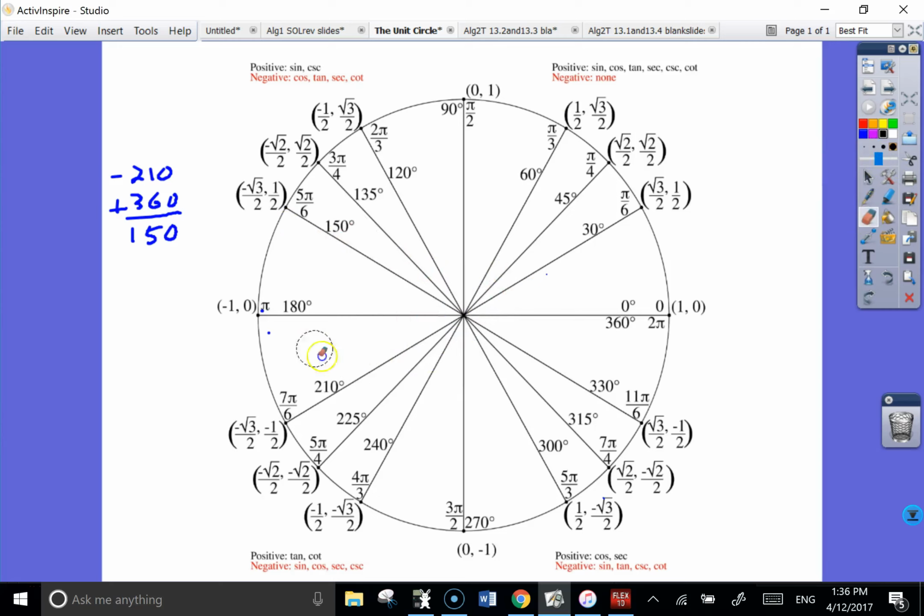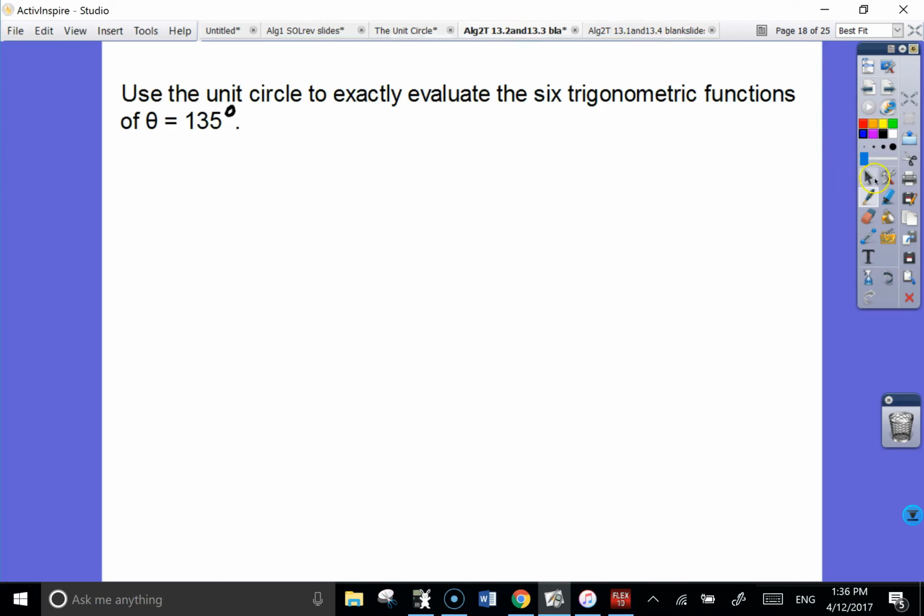Find the angle that you're interested in. So we just said 135. Where's 135? Right there. Okay, so what you need is the coordinates of that point. So it's negative root 2 over 2, positive root 2 over 2. So let's write that down. The point that we're looking at has coordinates of negative root 2 over 2, positive root 2 over 2.